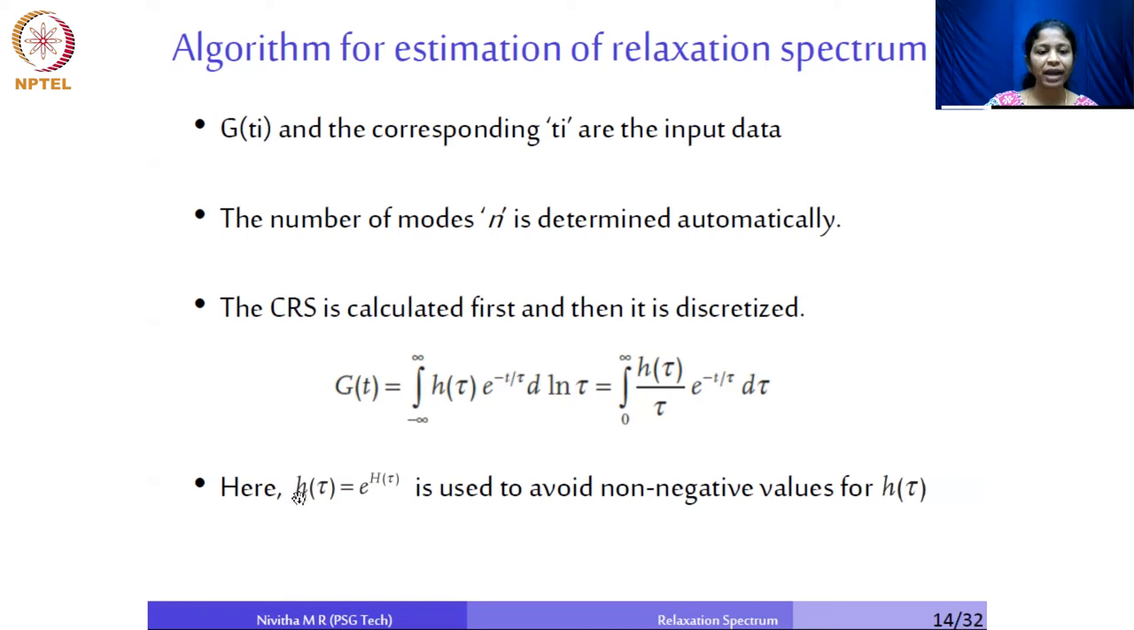Here you should remember that this H of tau is expressed as e to the power capital H of tau. Why do we use this approximation? Basically, when you use it, it makes this problem nonlinear. In fact, it complicates it. But still, we are using this approximation because we are interested in avoiding negative values for H of tau. We know that it is a relaxation time, and it is not possible to have negative values for relaxation time. So that is why this approximation is used here. Right, so this is our G of t expression, and H of tau is nothing but e to the power capital H of tau.